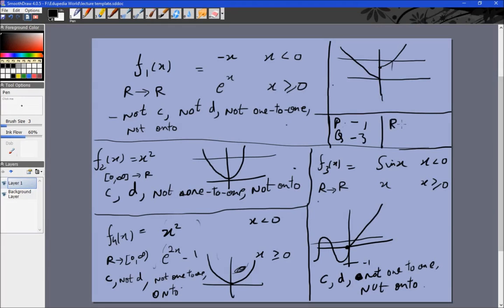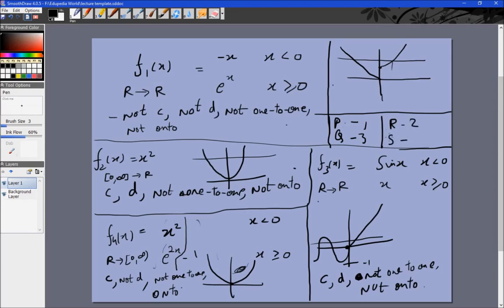R. R is f2 of f1, which is basically x squared and e to the power x, not x squared and e to the power x minus 1. So x squared and e to the power x will neither be continuous nor differentiable. Right. And obviously it will also not be onto. So f2 of f1 will be neither continuous nor 1 to 1. Right. So it is option 2.